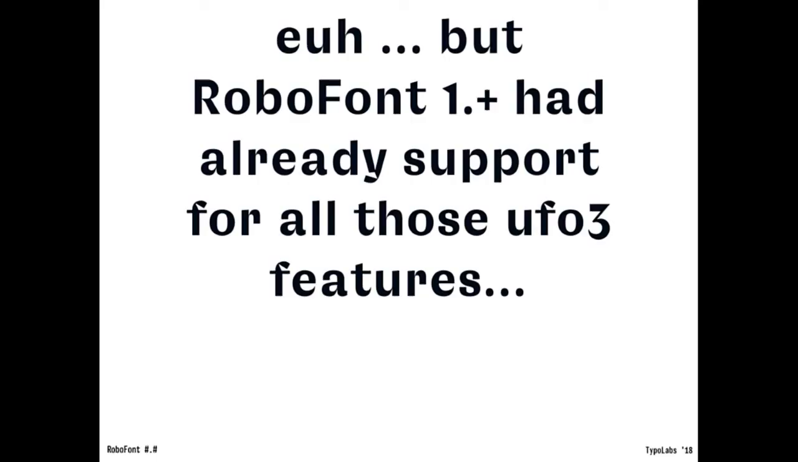But the previous version of RoboFont already had all these features. It had support for layers, images and guides, all the things which are new to UFO 3 but could not be stored in a UFO 2. That's true, but RoboFont 1 had a hacky workaround. It stored all this new data in libs, which is an attribute of a glyph or a font.